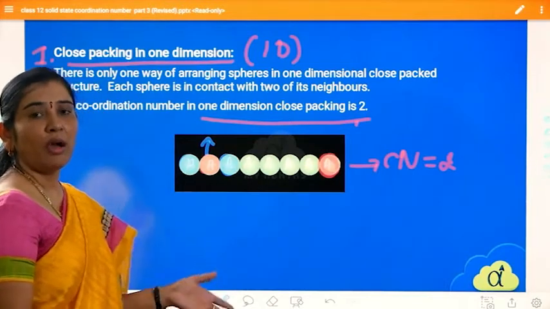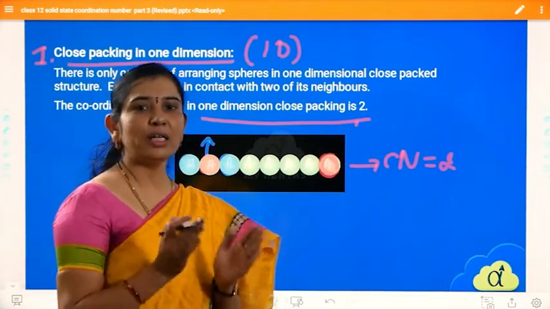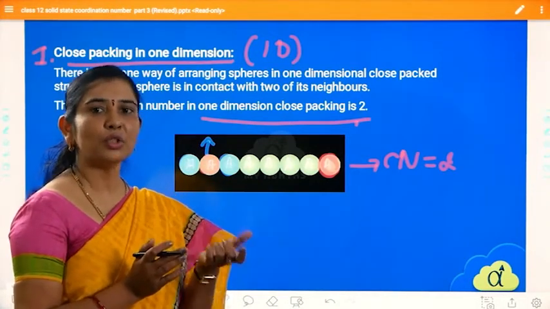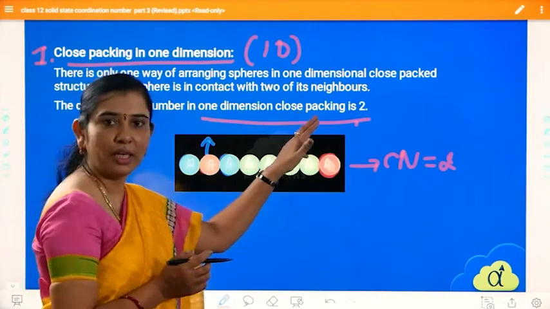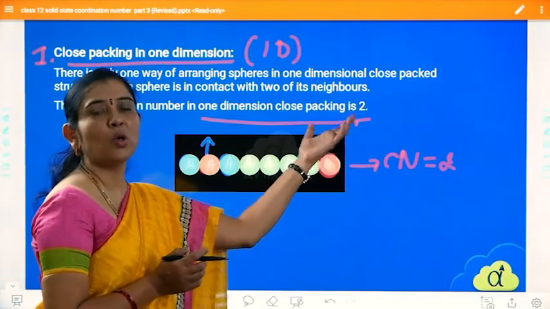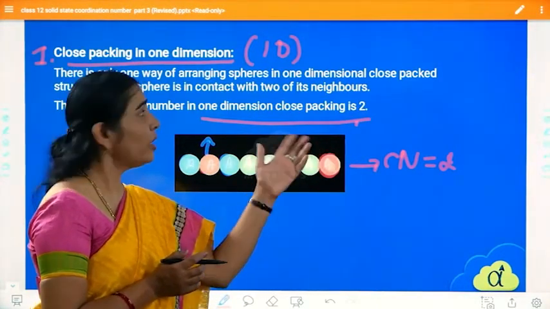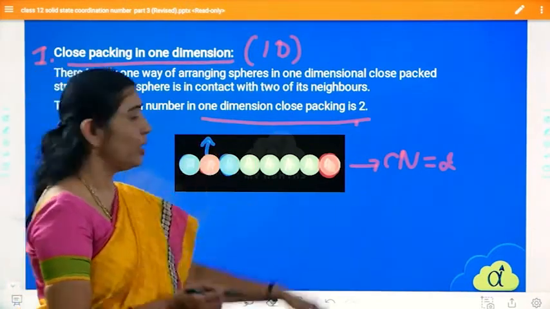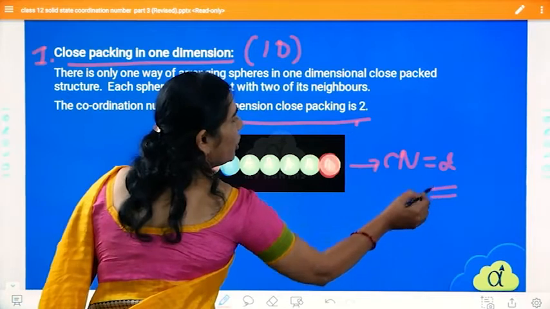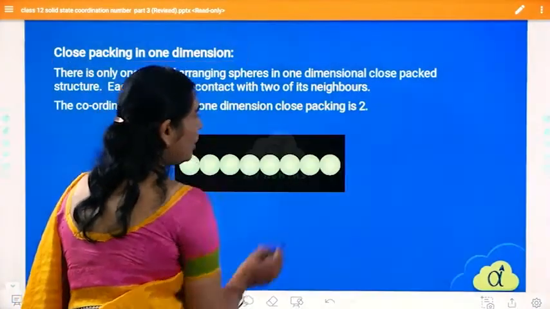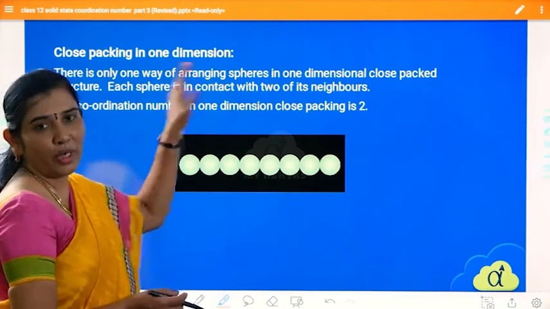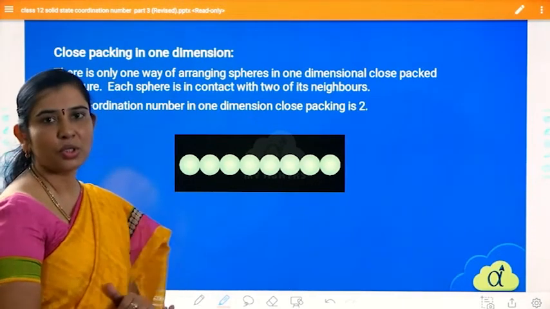Like this, based upon how many nearest neighboring particles are touching the central constituent particle, you can assign the coordination number. For one-dimensional close packing arrangement we can assign coordination number as 2. So this is all about close packing in one dimension. I hope you understood, right?